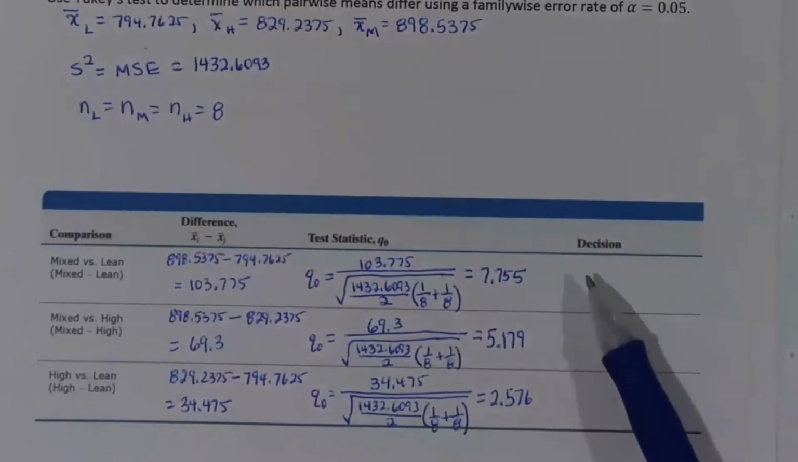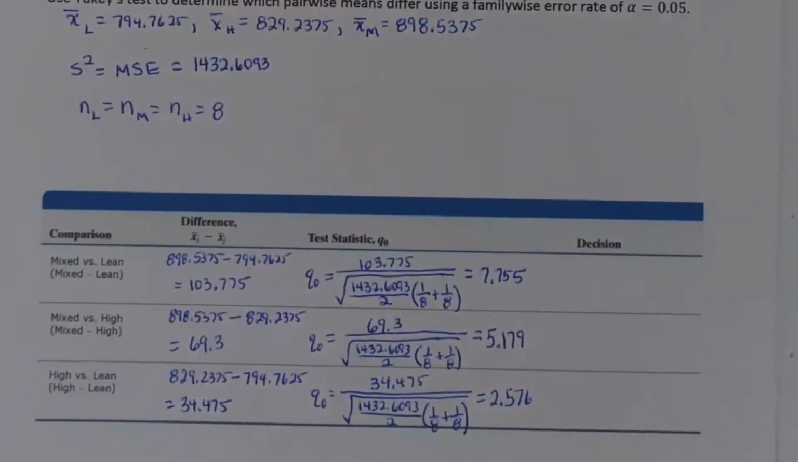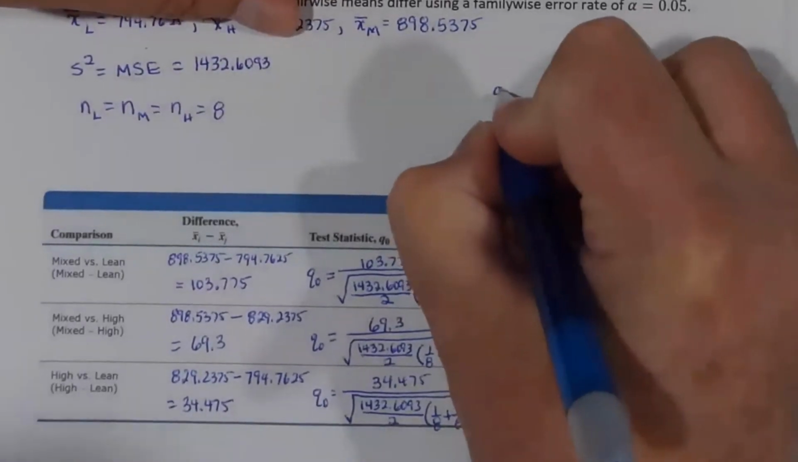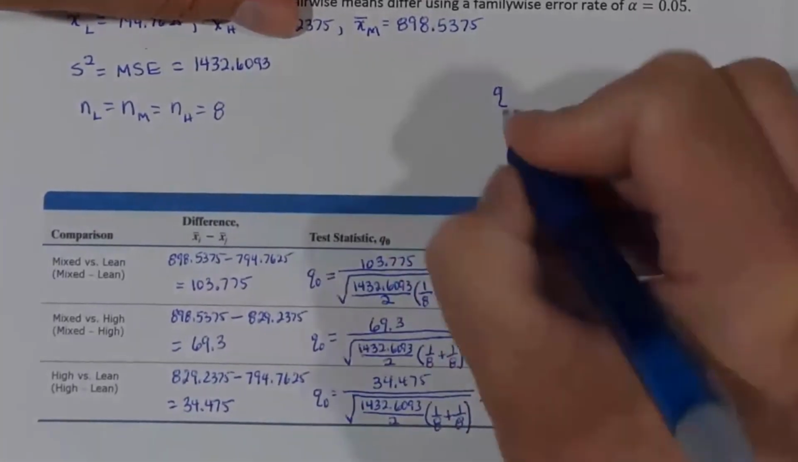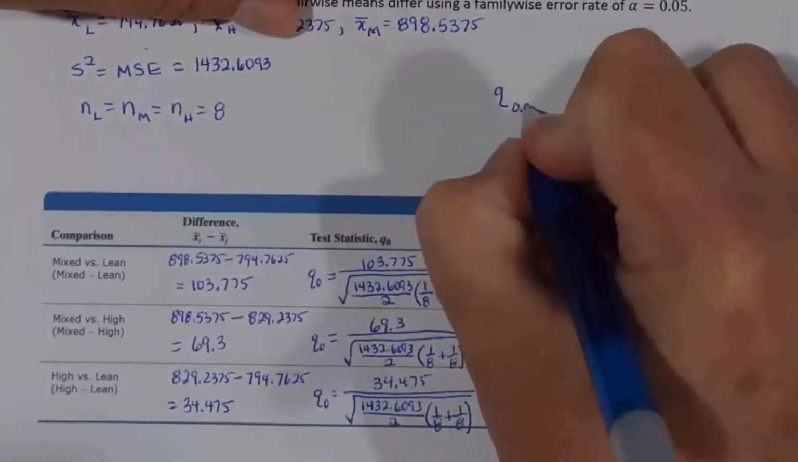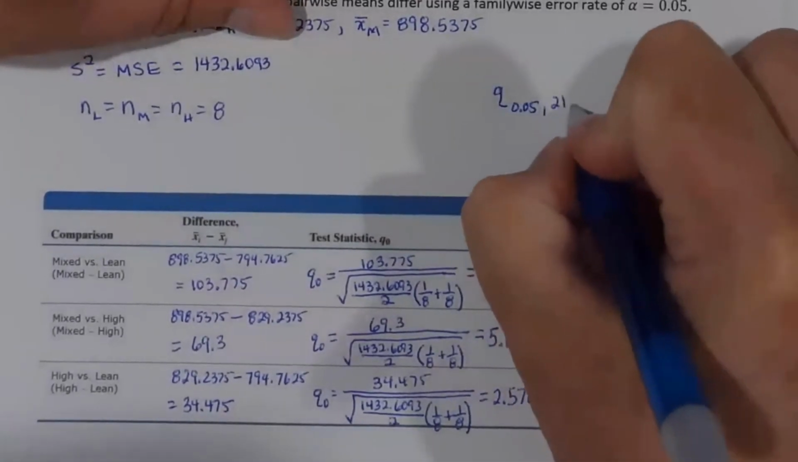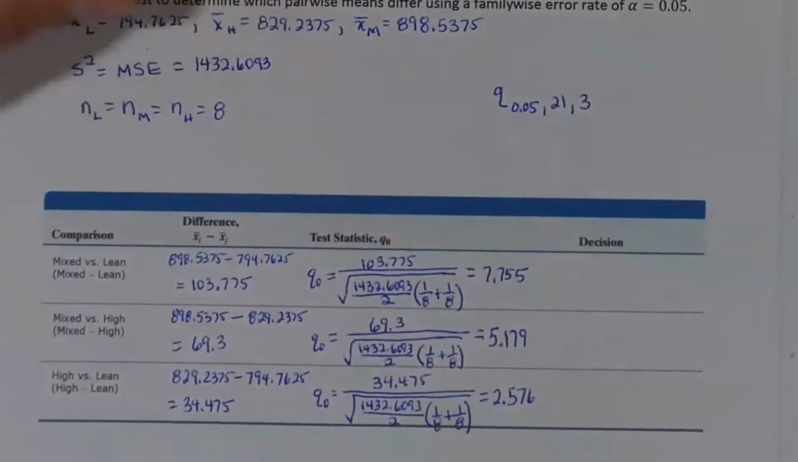So now I need to make a decision. Do I reject that the two means are equal, or do I conclude that they are in fact equal? Do I not reject that they're equal? Well, in order to make that decision, I need to find my critical value that I'm going to compare these test statistics to. So in other words, I need to find my Q sub alpha. So I need to find my Q sub 0.05, comma, 21, comma, 3.